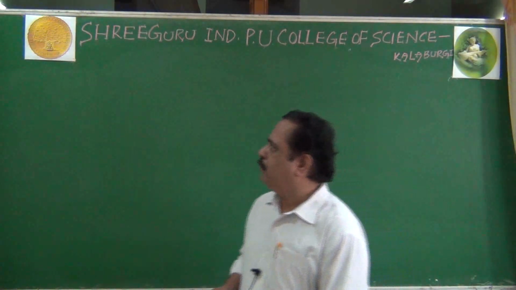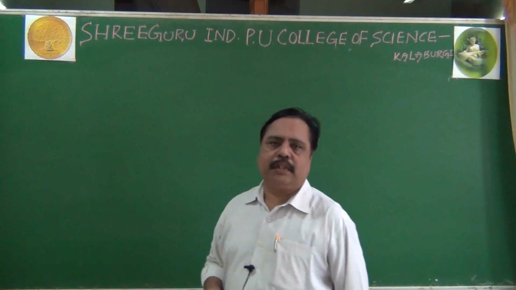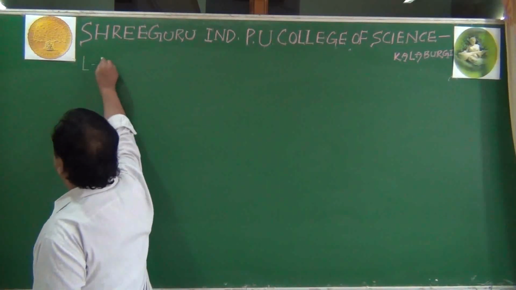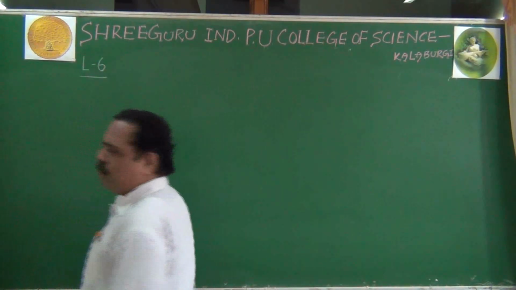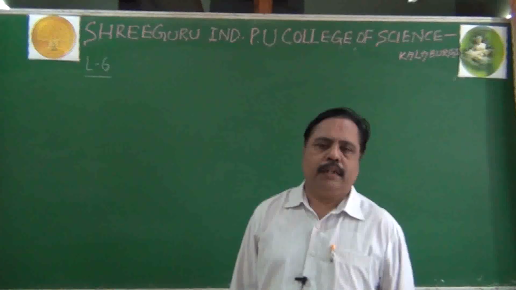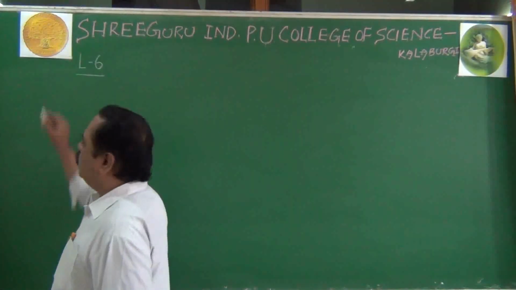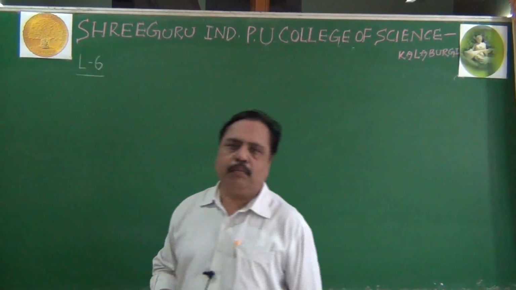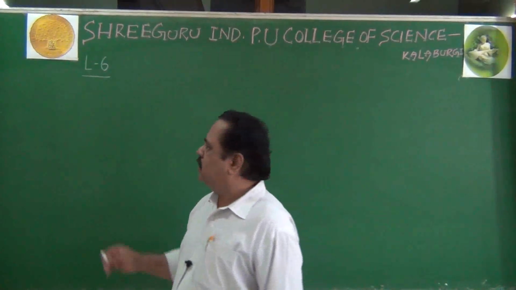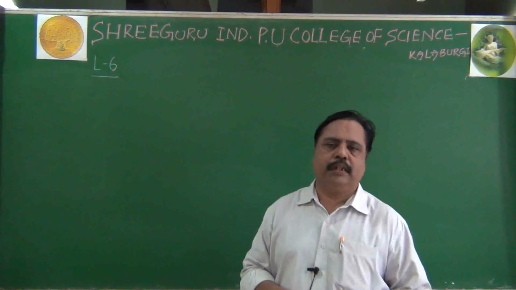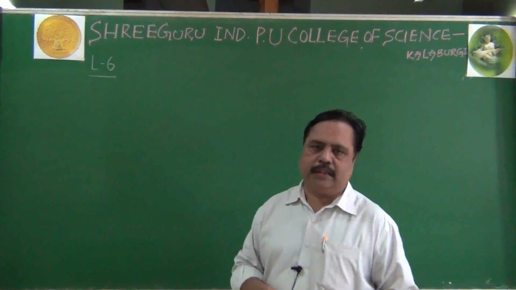Let us continue the principles of inheritance with lecture number 6 in today's class. In the previous lecture, I told you about monohybrid cross, Mendelian monohybrid cross. Some of the key points related to monohybrid cross we saw in the previous class.